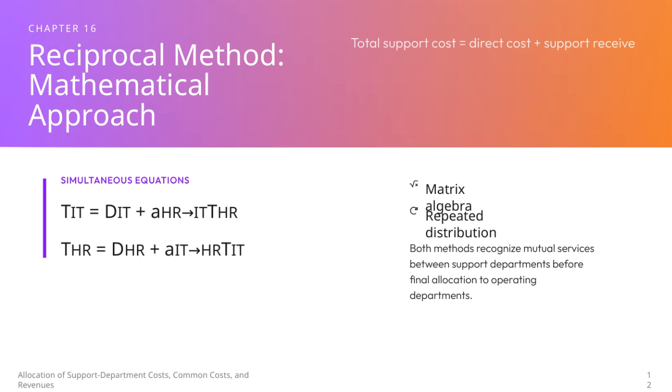To solve for these costs, we use matrix algebra or repeated distribution techniques. Both approaches help us recognize and account for the mutual services before we allocate the costs to operating departments. In essence, the total support cost is calculated as the direct cost plus the support received from other departments. This ensures a more precise and fair allocation of expenses, reflecting the true resource consumption within the organization.